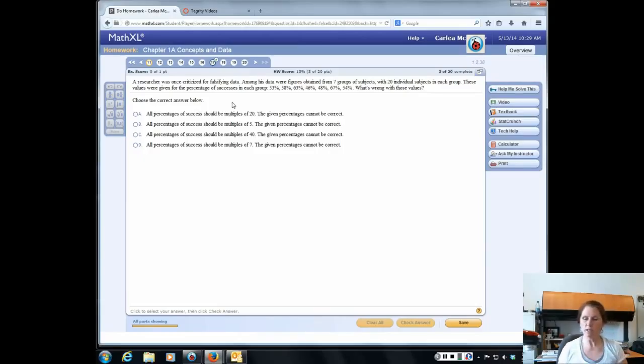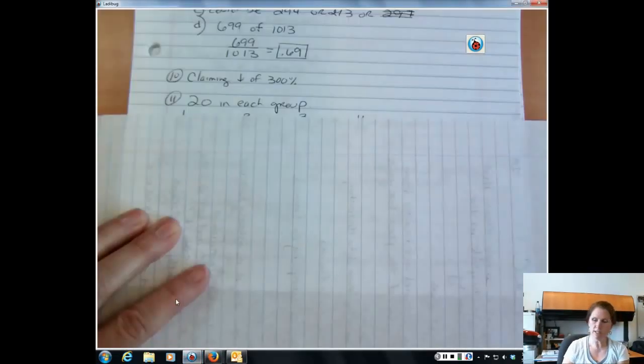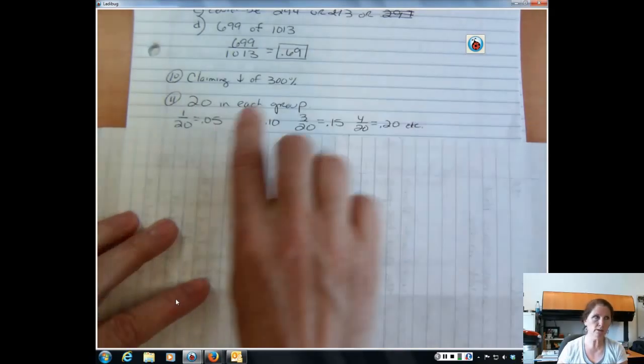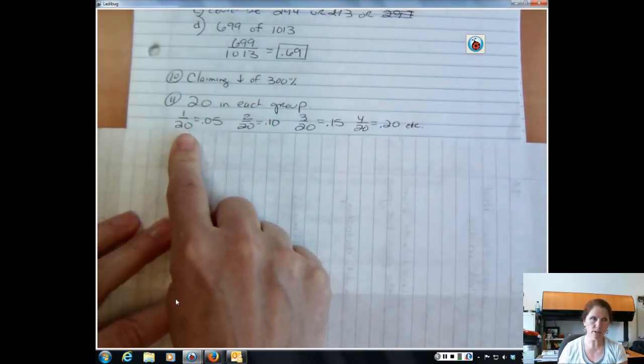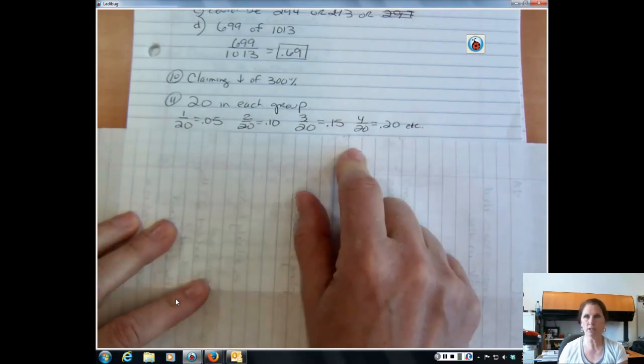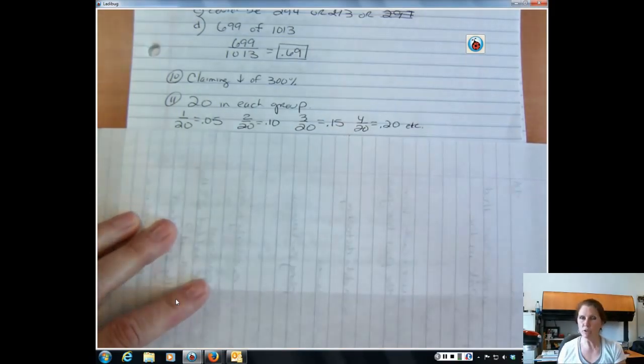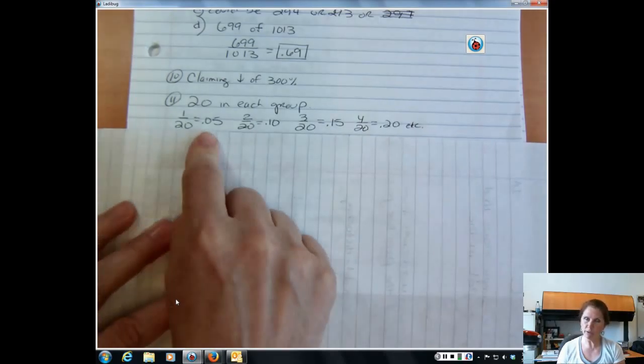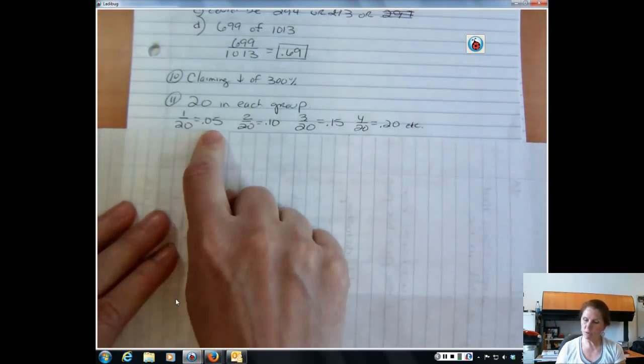Okay, so it's a little mathy thing here. But if you know a little bit of math, it's quite helpful. So what we know is that there's 20 people in his group, right? So if he's looking at the number of successes, it could be that he had 1 success out of 20, or 2 successes out of 20, or 3 out of 20, or 4 out of 20, or 5, 6, 7, 8, 9, whatever.